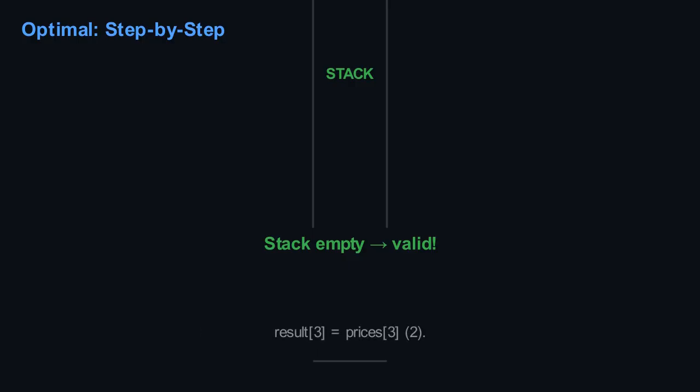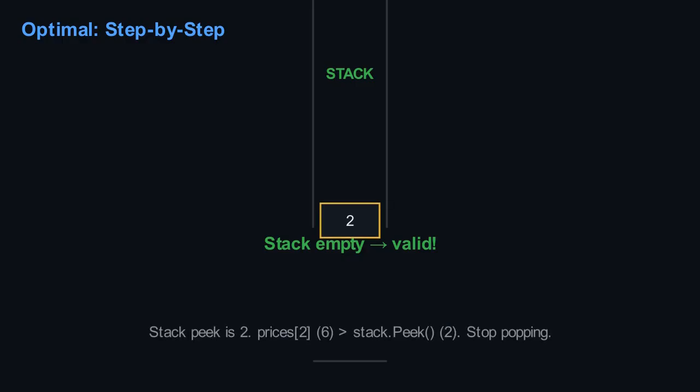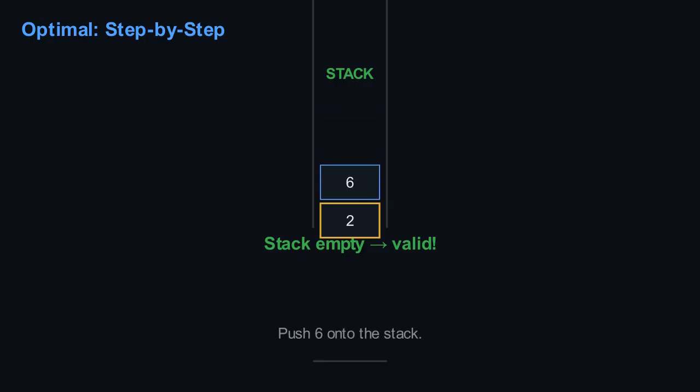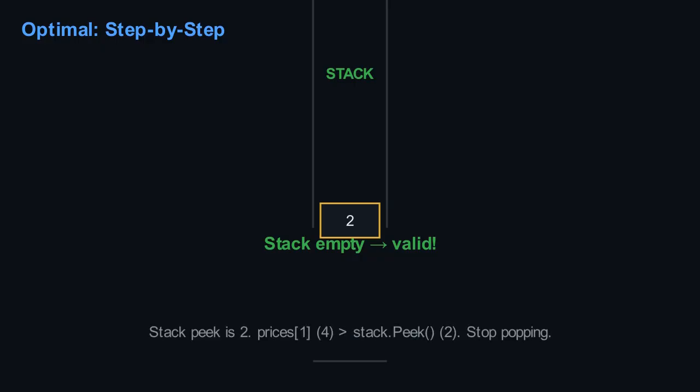Push 2. Next, 6, the stack has 2. 2 is less than 6. The result is 6 minus 2, which is 4. Push 6. Next, 4, the stack has 6, 2. 6 is greater than 4, pop 6. The stack has 2. 2 is less than 4. The result is 4 minus 2, which is 2.